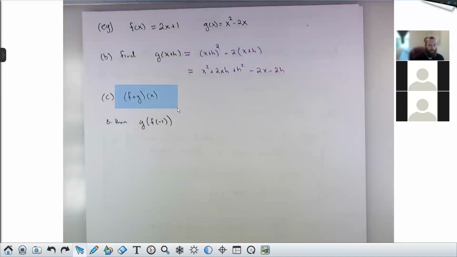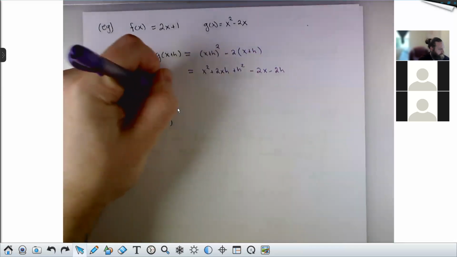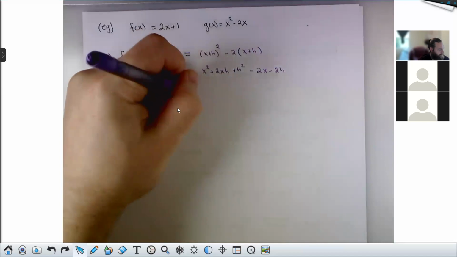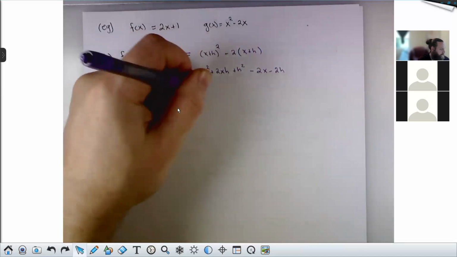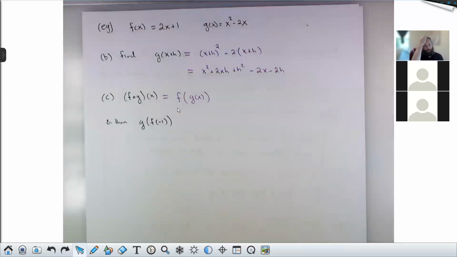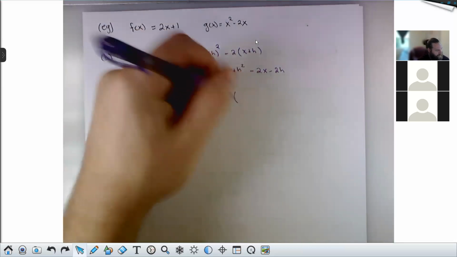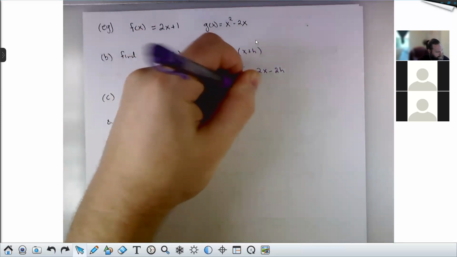In the next part, we want f of g of x. And again, the only thing to do here is to start with the definition. By definition, this is f of g of x. And then we work from the inside out. G of x is x squared minus 2x. So this is f of x squared minus 2x.